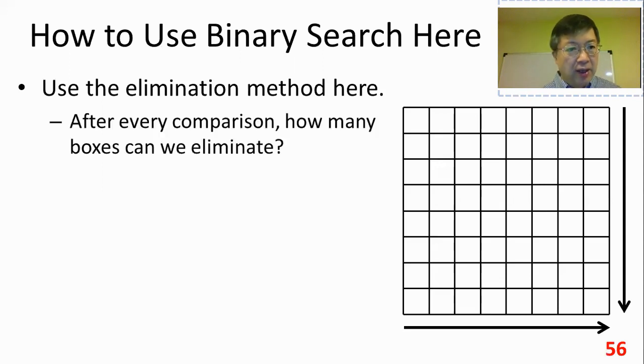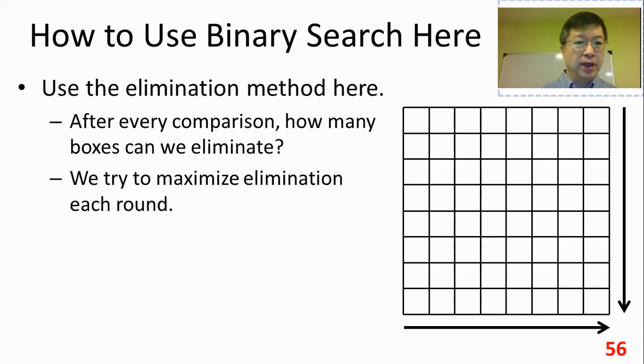After every comparison, how many little square boxes can we eliminate? The more we can eliminate, the faster our algorithm is. So we try to maximize elimination each round. Based on the algorithm you choose, the number of boxes you can eliminate could be different. So we try to maximize.